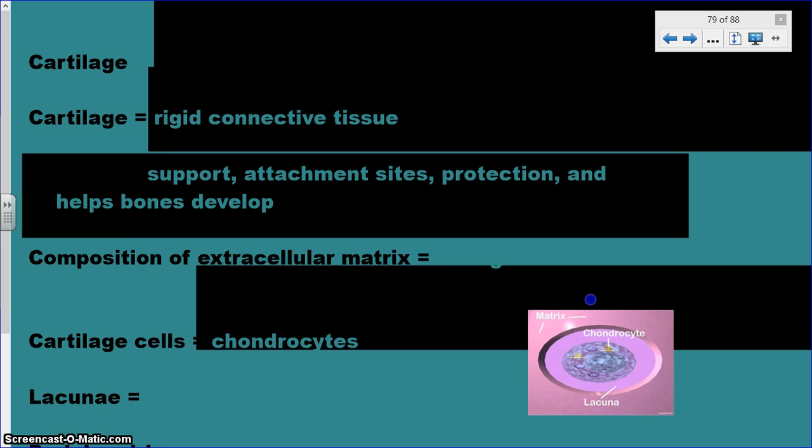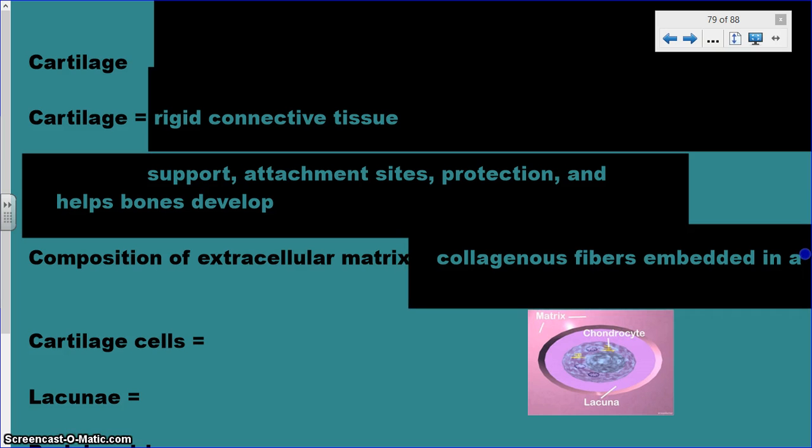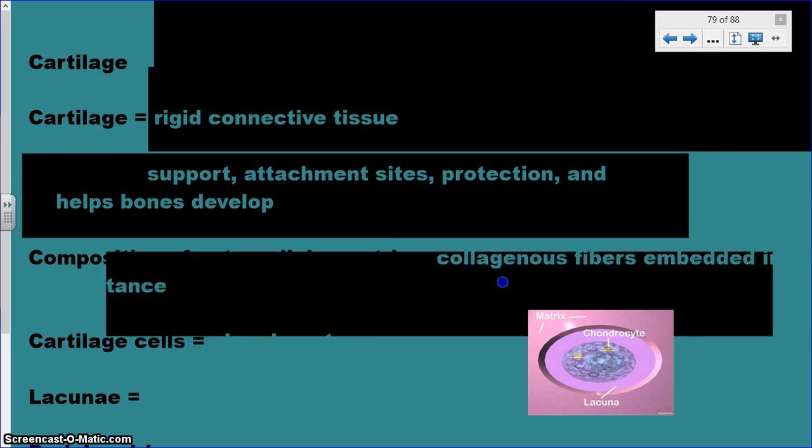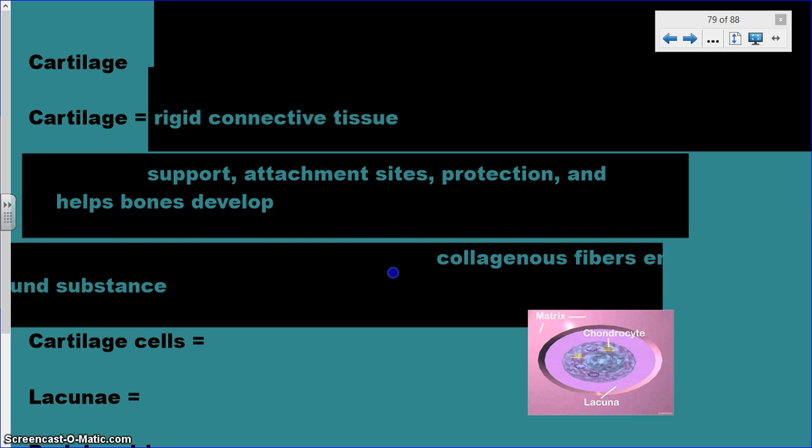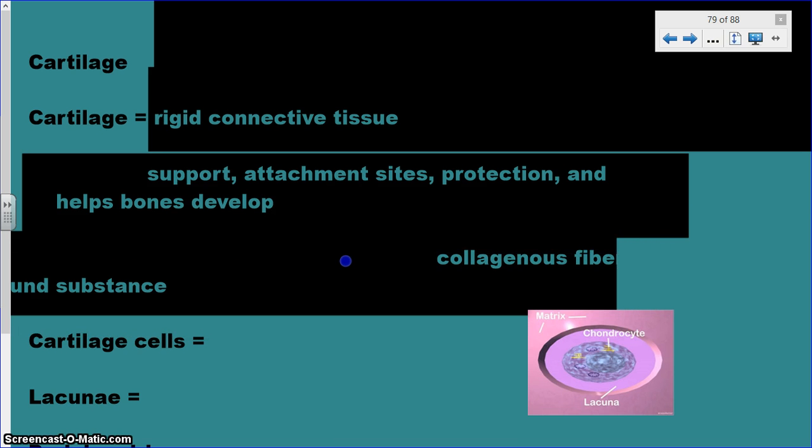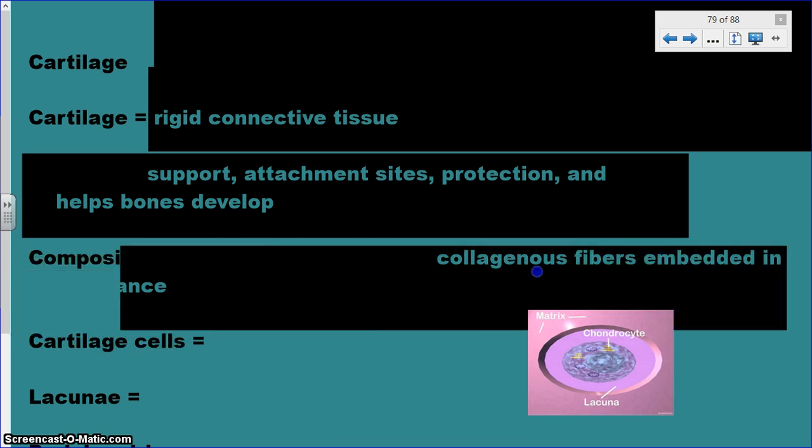The composition of the matrix itself is collagenous fibers that are embedded in more of a ground substance. It should say ground substance.